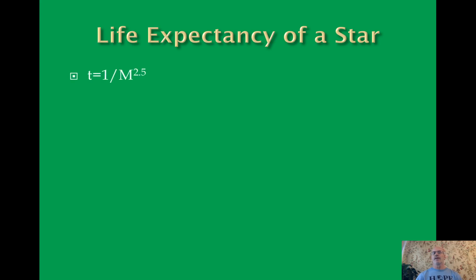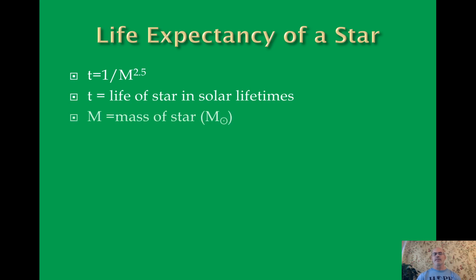now in terms of our last lesson, which seems like forever ago, but maybe it was about a week ago, we learned that the star's lifetime is 1 divided by the mass to the 2.5th power, where T is the lifetime in solar lifetimes, and M is the mass of the star in solar masses. So we know that the greater the mass is, the shorter the lifetime, obviously, because it's an inverse relationship.